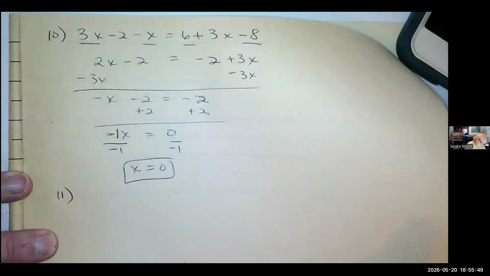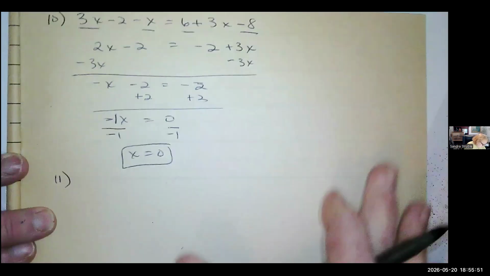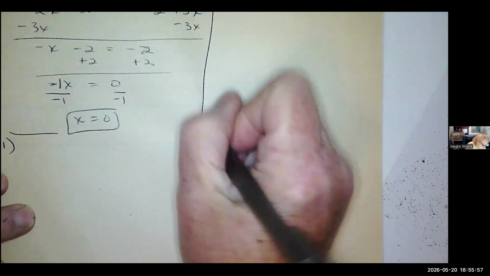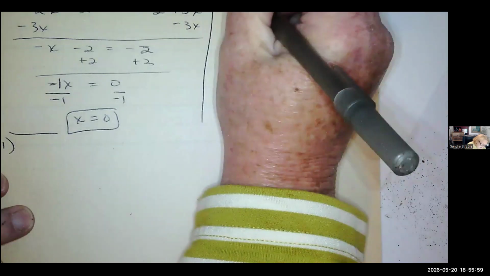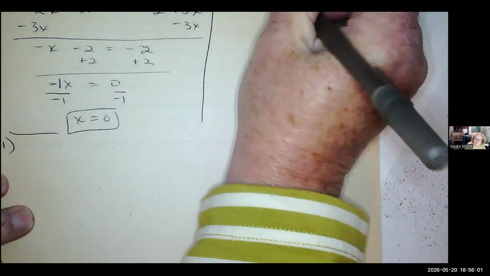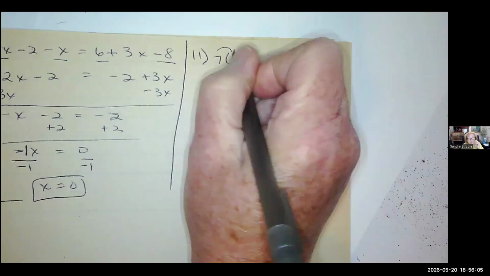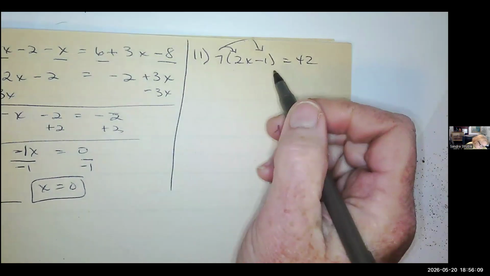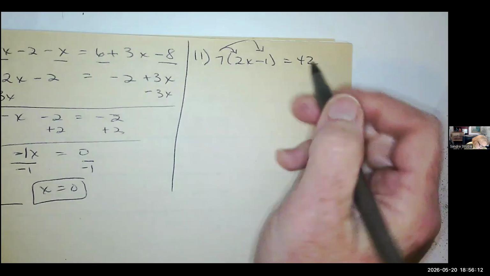11. What does 11 look like? Oh, I do that up here. 11 is 7 times 2x minus 1 equals 42. Need to distribute my 7. I could also divide both sides by 7. That's the other option I had with this one, just because it's multiplied. But I'm going to go ahead and distribute. I find that the students typically do this.